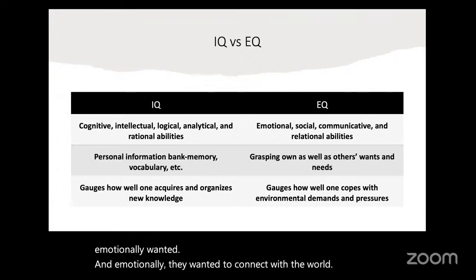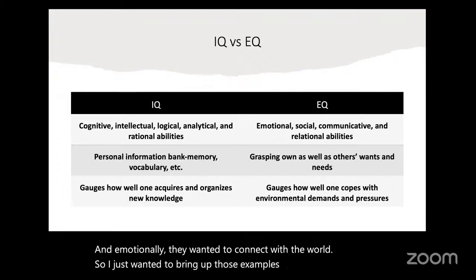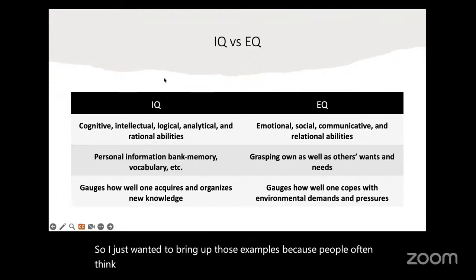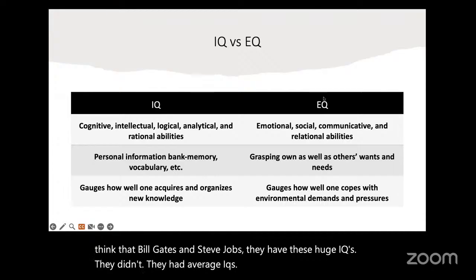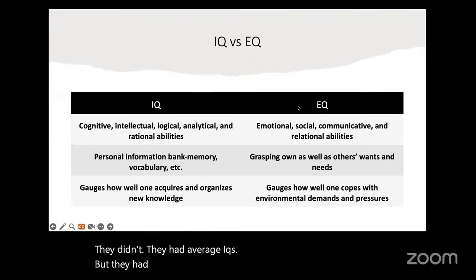So I just wanted to bring up those examples because people often think that Bill Gates and Steve Jobs have these huge IQs. They didn't. They had average IQs, but they had above average emotional IQs.